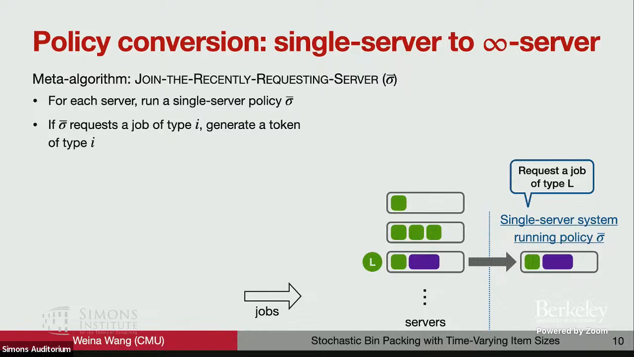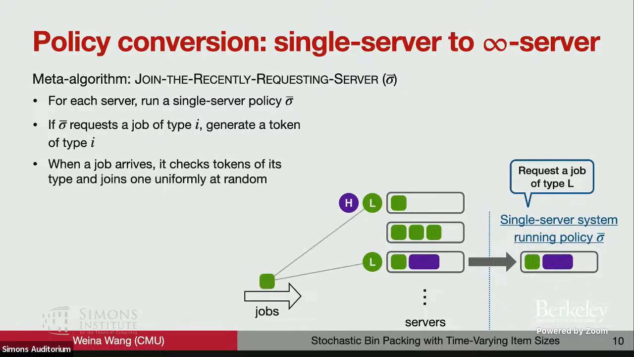We do this for all the servers, then we get different kinds of tokens attached to each server. Now when the actual job comes into the system, say a type L job just arrived, it checks all the tokens of its type. It checks all the L tokens and picks one uniformly at random, and then we remove that token, and that job goes to that server.